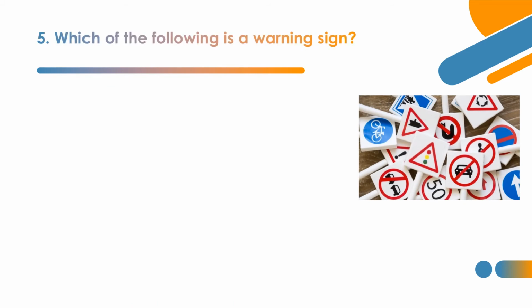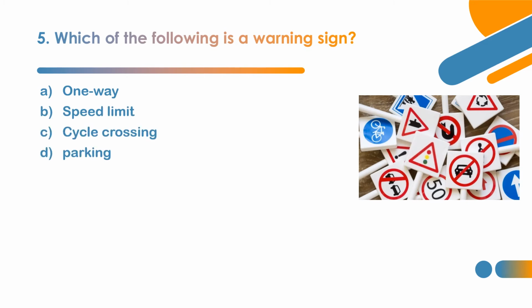Which of the following is a warning sign? Warning or cautionary sign. Option A, one way; option B, speed limit sign; option C, cycle crossing; option D, parking. So which is a warning sign? There are many kinds of signs, for example prohibitory signs, cautionary signs and informatory signs. Here we have to find which is a warning sign among these four options.